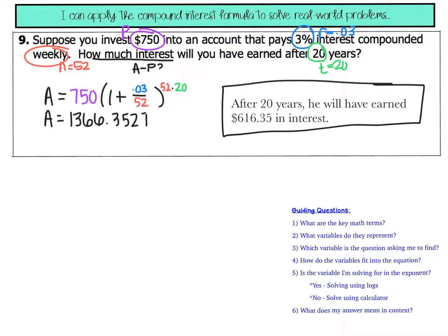$616.35 in interest, because the account balance after 20 years will be $1,366.35, and then I subtract off that $750 that I invested, because that's not part of the interest, and that will give me that $616.35.